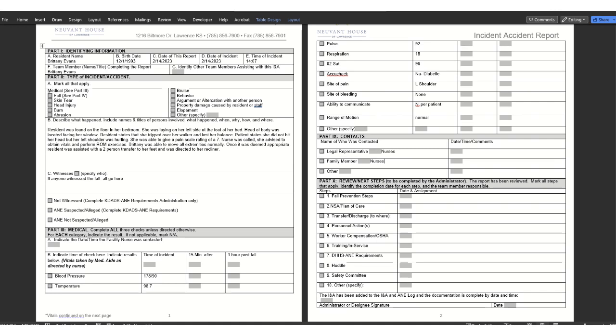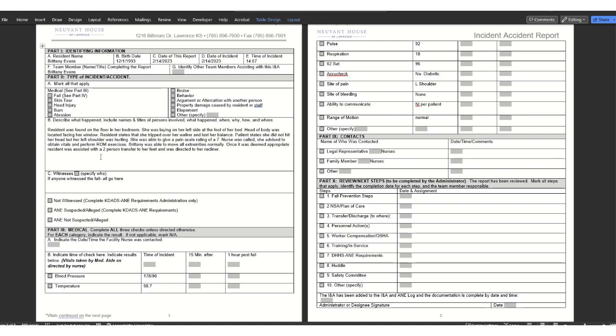If you physically see the resident fall, then you can mark this box. If you're observing someone in their room or you come across them and you did not actually see the fall, please put other and specify. And the verbiage for that is resident observed on the floor.